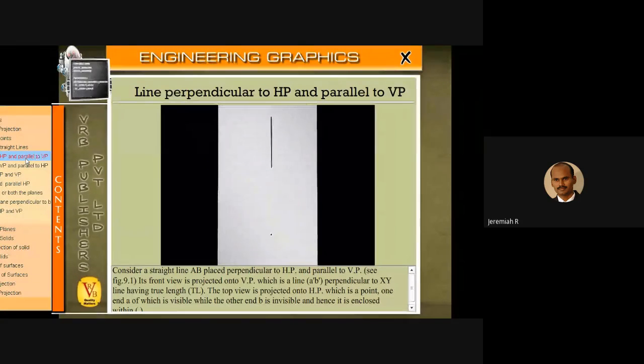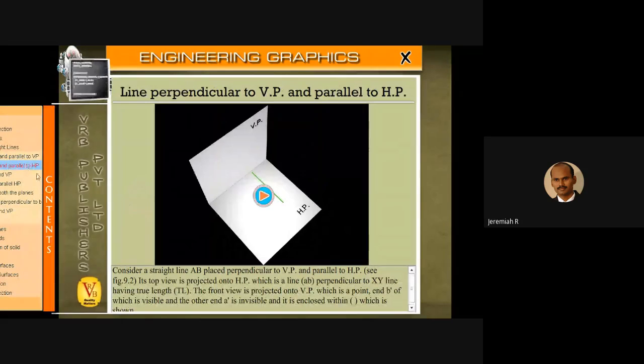So this is the first case. Consider a straight line AB placed perpendicular to HP and parallel to VP. Its front view is projected onto VP, which is a line A dash, B dash, perpendicular to the XY line, having true length TL.